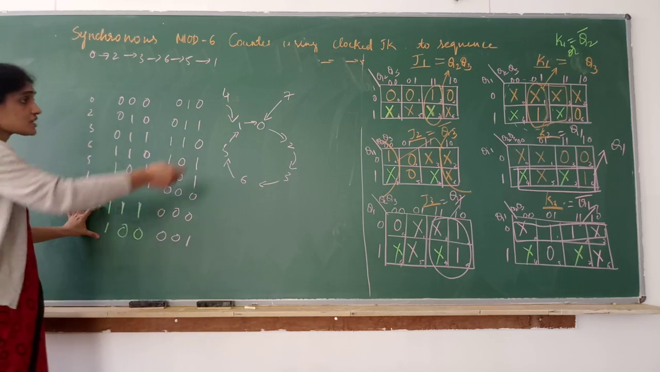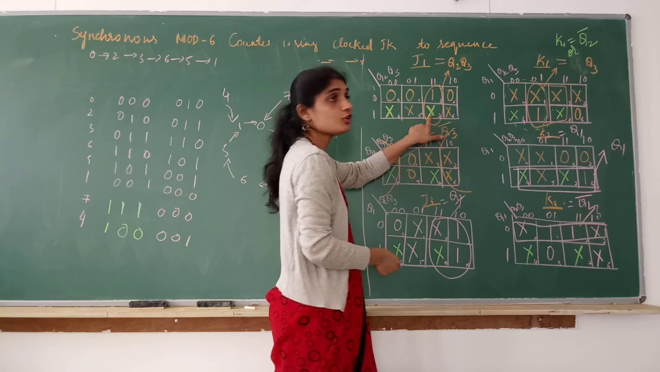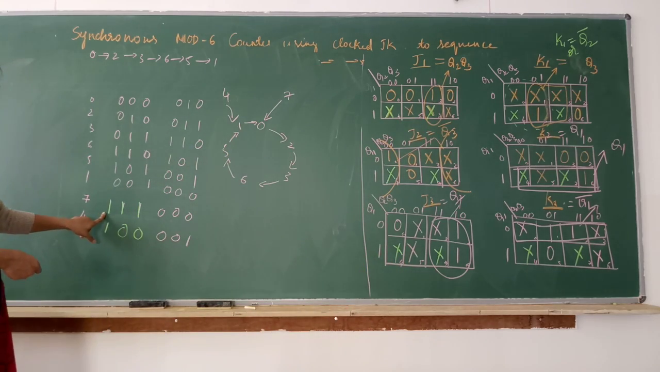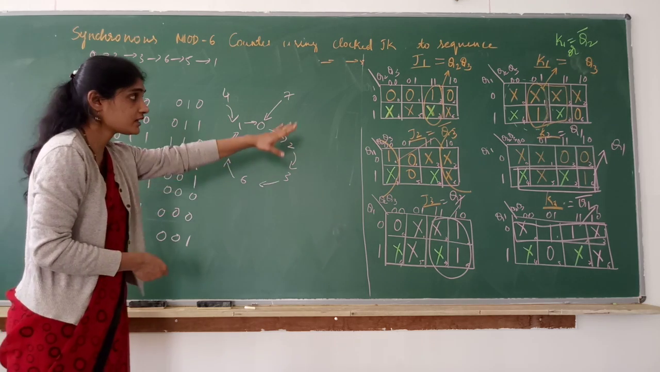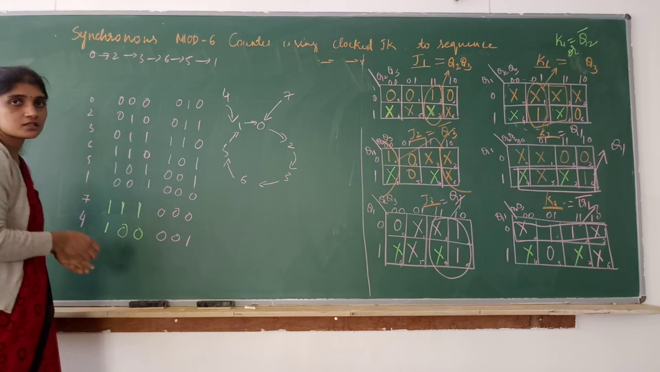For these two states, 7 and 4, we had taken don't care in the normal design. But in self-correcting counters, when you design, you get the values of J and K accordingly. You don't get don't care. According to the defined next state, you get the values of J and K.